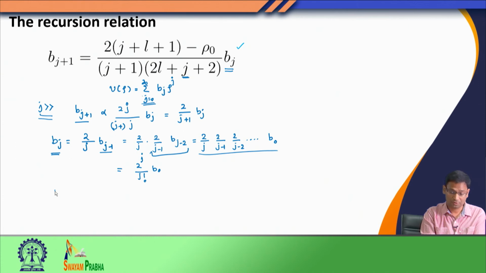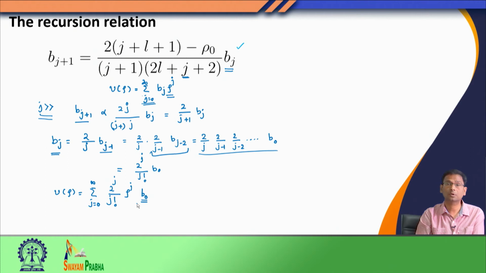So, therefore, you would see V of rho, if I apply this over here, j goes from 0 to infinity. So, I have 2 to the power j over j factorial, and I am writing this rho to the power j here, multiplied by this constant B0. B0 is the unknown coefficient in this power series expansion. So, this is a constant anyway, this is a coefficient. So, therefore, I am bringing it out and then I am simplifying this.